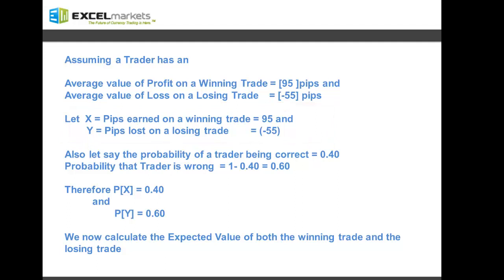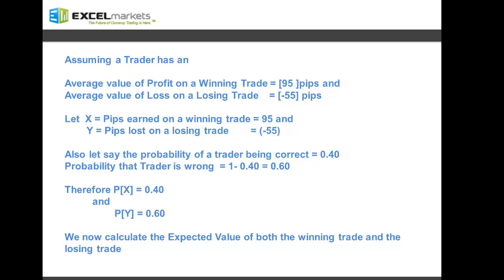These average values over here in this example are completely hypothetical. However, through a series of backtesting, a trader can determine his average value of profits or losses on the winning and losing trades respectively in his trading plan. Next, we assume that the probability of a trader being correct is 0.4. That is, the trader is correct in his trading decisions 40% of the times and has 40% of winning trades. Therefore, the probability that the trader goes wrong is 1 minus 0.40, which is 0.6 or 60%.